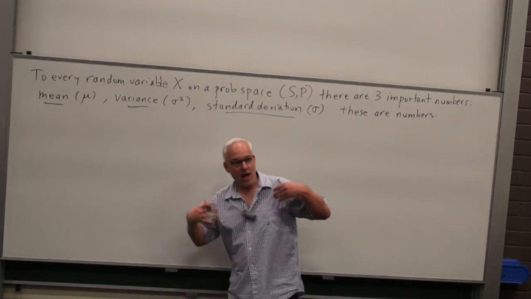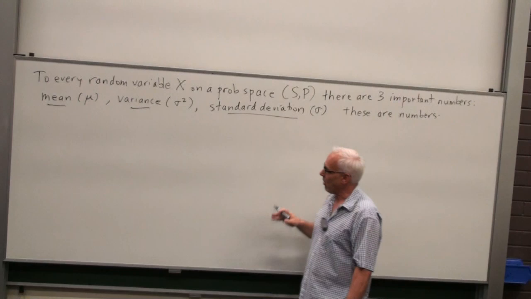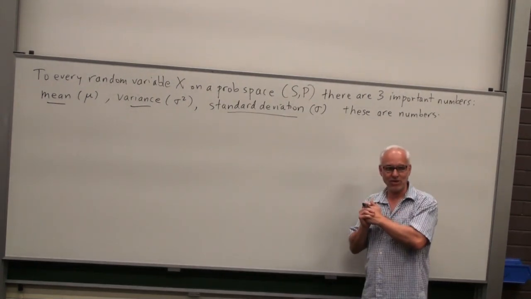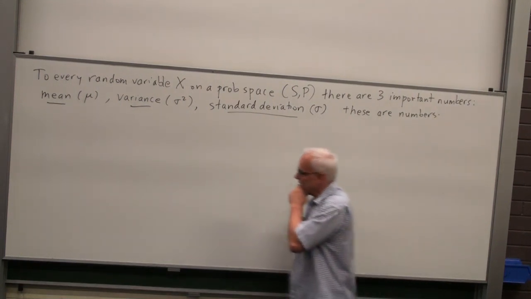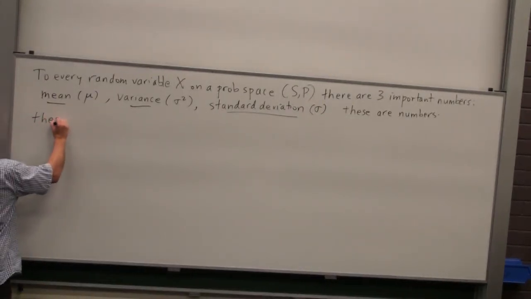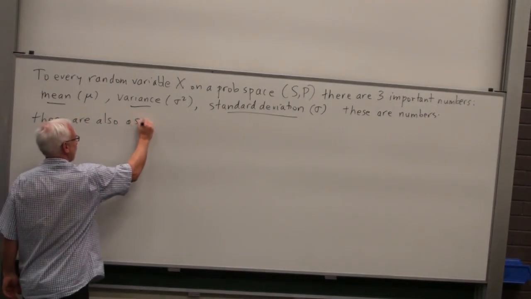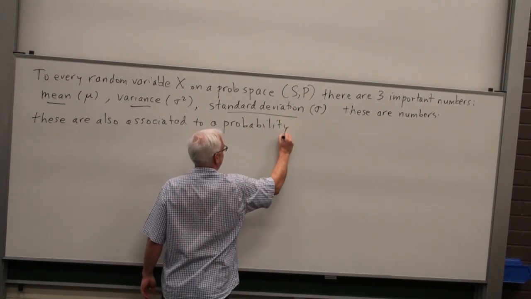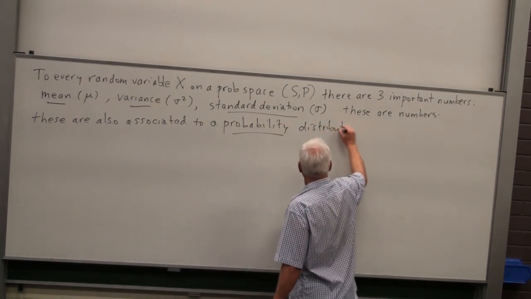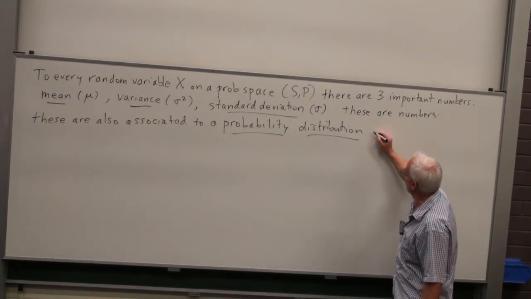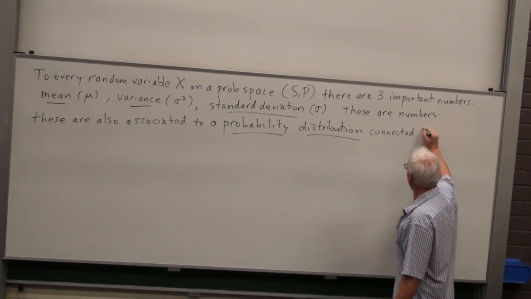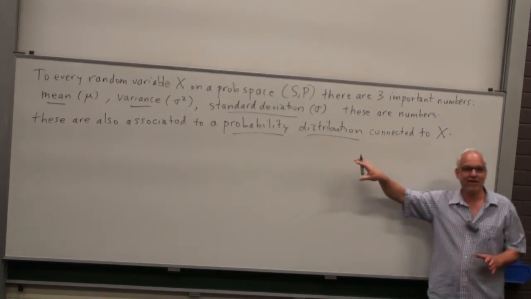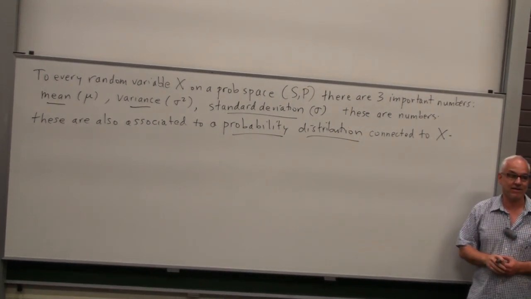And although they come from the random variable, and I'll tell you what they are in a little while, they're actually really associated to something else. There's something else floating around in this situation, which is a little bit more abstract. So these are also associated to a probability distribution, which is naturally connected to the random variable x that we started with. And in a way, it's this probability distribution that we are mostly interested in statistics.